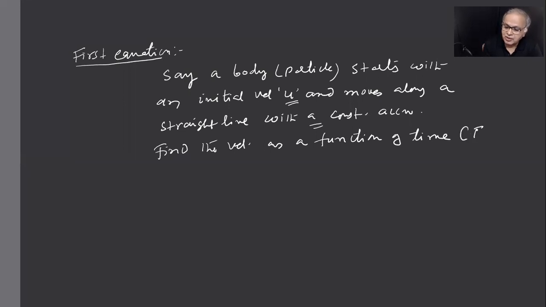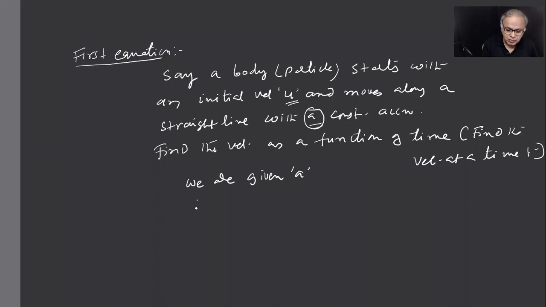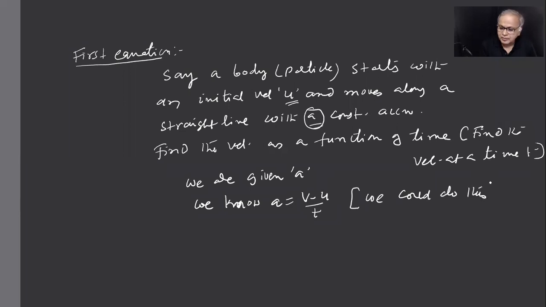In other words, find the final velocity. Find the velocity at a time t. Okay. Since A is given to us, from A we'll calculate V. So we know we are given A. We know A equals V minus U by T. It's not a good way to write, but remember, we could do this here because A is constant.